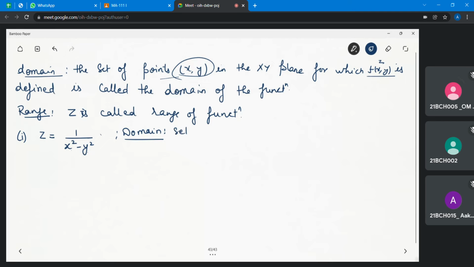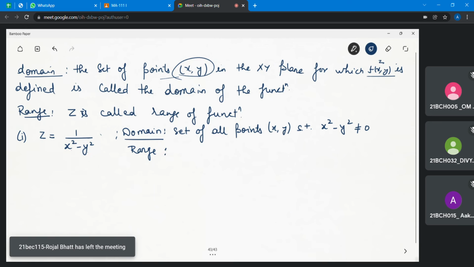So we can say that the domain is the set of all points (x, y) except those such that x square minus y square is not equal to 0. This is also how we can define it. What will be the range? The range will be the set of all real numbers.